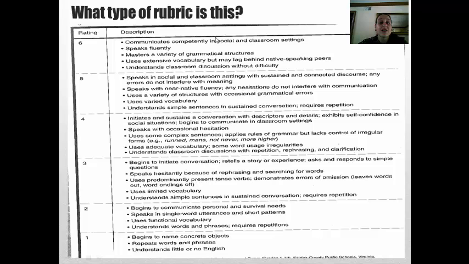Okay, let's look at this rubric, right? We can see that there's a rating, but if you read the description, it contains different elements that are put together, that are combined. So communicates competently in social and classroom settings, speaks fluently, masters a variety of grammatical structures, uses extensive vocab. So the fact that all of these different things, talking about communication, fluency, grammar, etc., have been put together and you get one score. A student who gets this rubric back is going to get one score. This tells you that this is a holistic rubric.